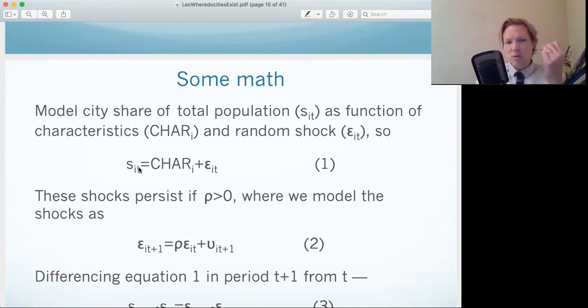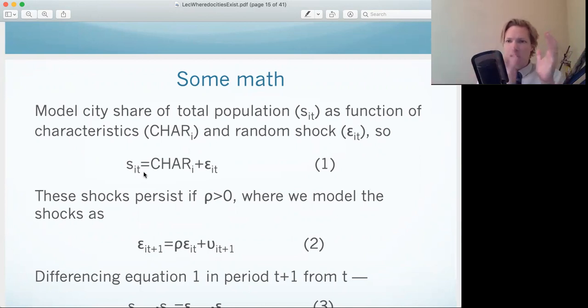That's going to be determined by a time-invariant characteristic of the city. Whatever is special about that city, we're going to call this characteristic. Denote it with the I. I is the city, so each little I is a city. And then T, the subscript T, is time.